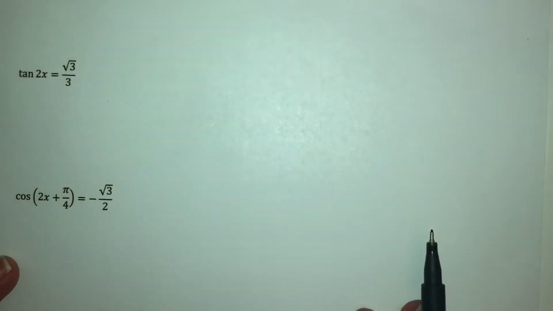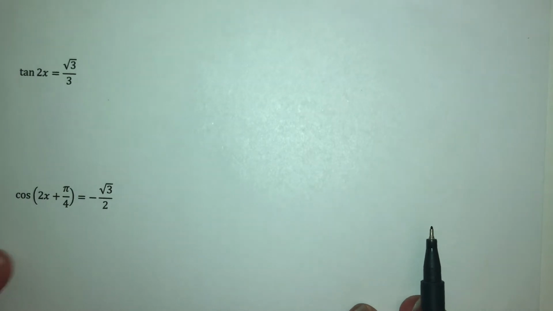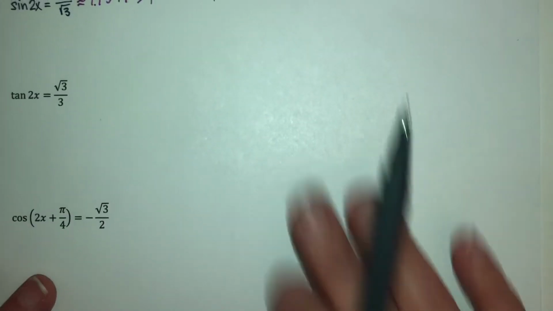This is part 4 of section 5.5. We want to solve tangent of 2x is equal to the square root of 3 over 3. And we want to find all the solutions between 0 and 2 pi.